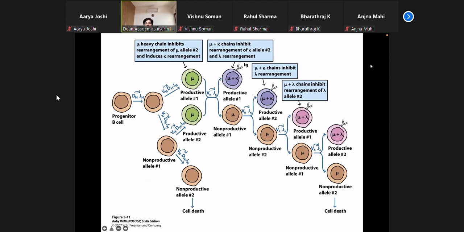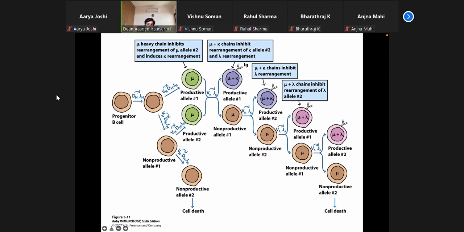Okay, so this is one situation. Rather, it kind of talks about all these possibilities. So you start with progenitor cells, which start with the D and J recombination. In this case, for example, everything is non-productive, right? So let's say you have this VDJ recombination happening, and on allele 1, this is non-productive, and it starts with allele 2, and if this is again non-productive, the cell has to die.